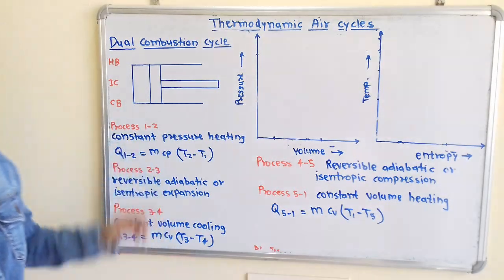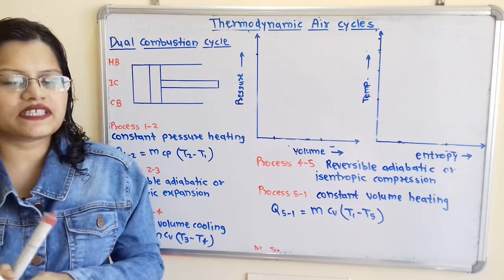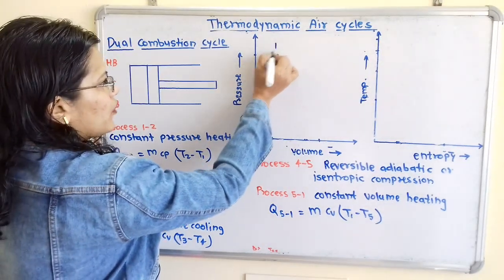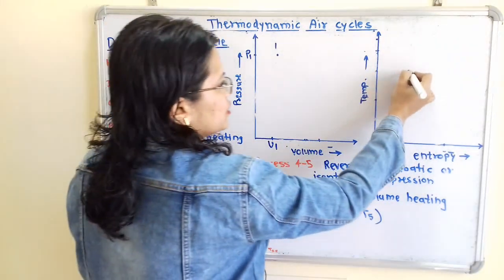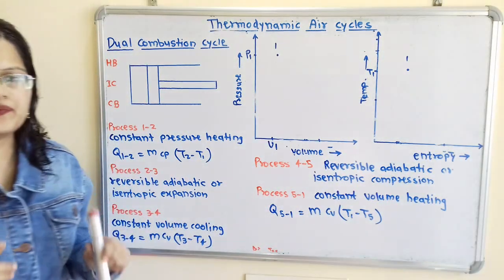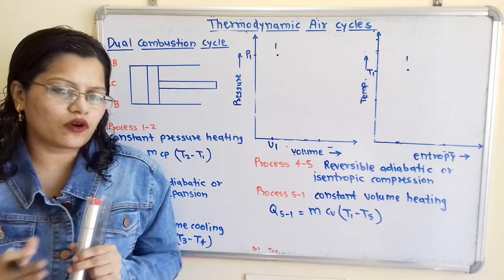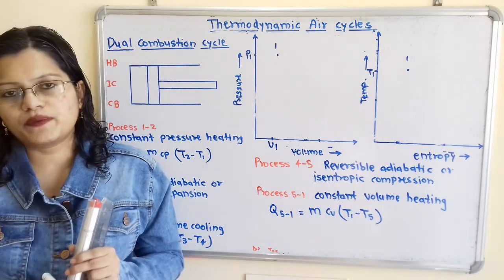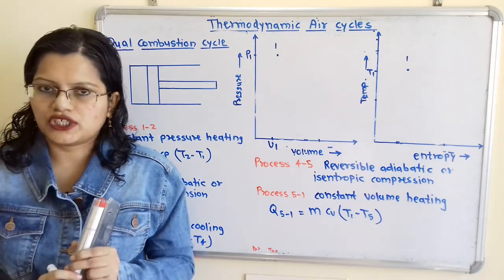M kilogram of air is enclosed in this piston cylinder arrangement, which is at pressure P1 and volume V1. So we will select here one particular point for pressure P1 and volume V1, and it is at temperature T1. So here will be the point 1, which is at temperature T1. In dual combustion cycle, two processes are taking place at constant volume. Two processes are reversible adiabatic or isentropic processes, and one process is taking place at constant pressure.